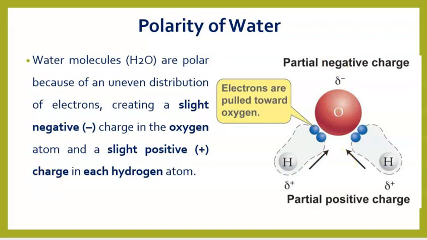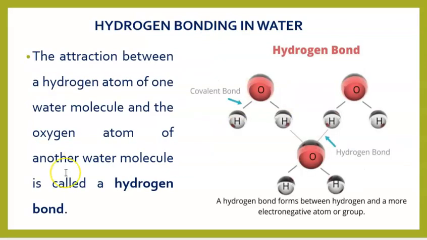Okay, next you need to know about the hydrogen bonding in water. So hydrogen bonding is a weak bond which is present between the hydrogen atom of one water molecule and the oxygen atom of the other water molecule. Please make sure you know the concept clear. So here, how many water molecules do we have? 1, 2 and 3. So the hydrogen bonding is between hydrogen and oxygen.